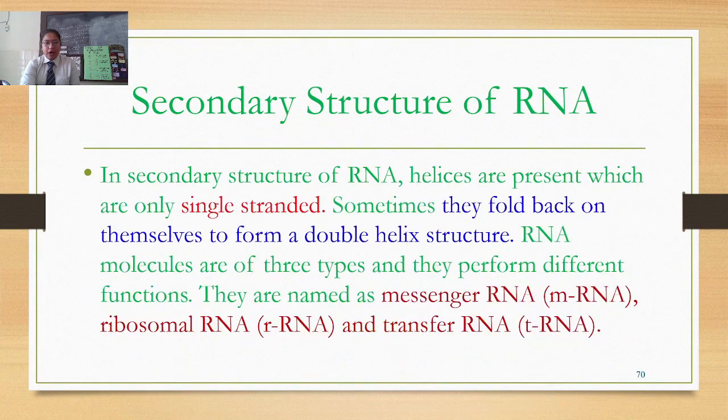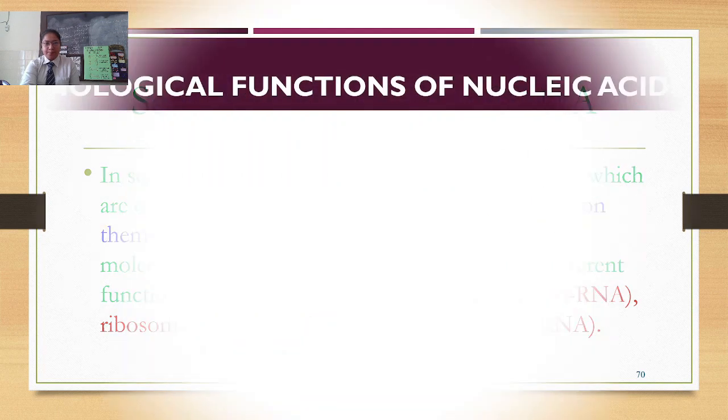Secondary structure of RNA. In the secondary structure of RNA, helices are present which are single-stranded. Sometimes they fold back on themselves to form a double helix structure. RNA molecules are of 3 types and they perform different functions. They are named messenger RNA, mRNA, ribosomal RNA, and transfer RNA.